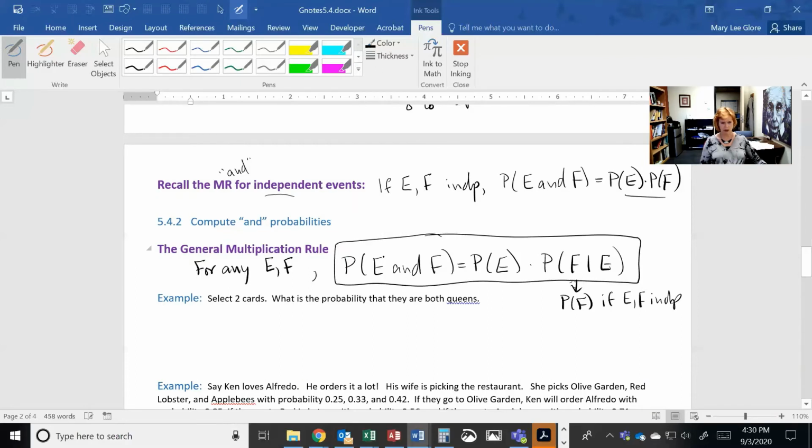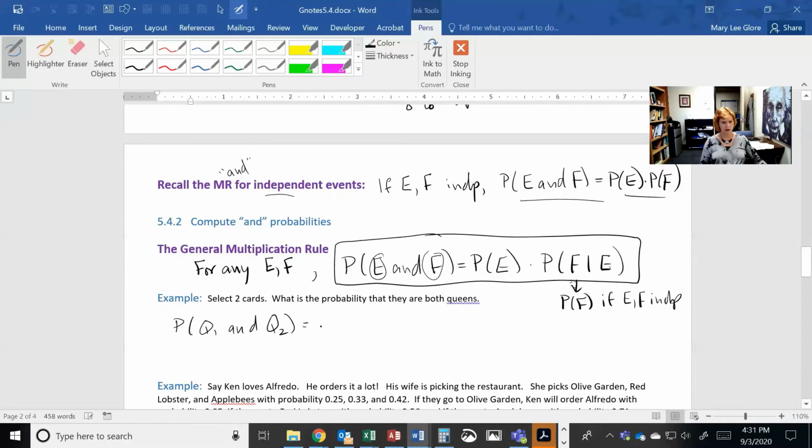Multiply the probability of one event times the conditional probability of the other event given the first one. This is only true if they're independent. All right, so I'm going to select two cards. What's the probability they're both queens? All right, so this will be the probability that the first card is a queen and the second card is a queen.